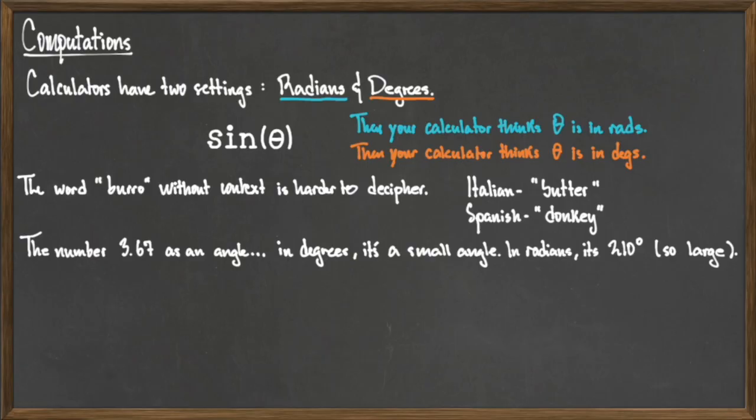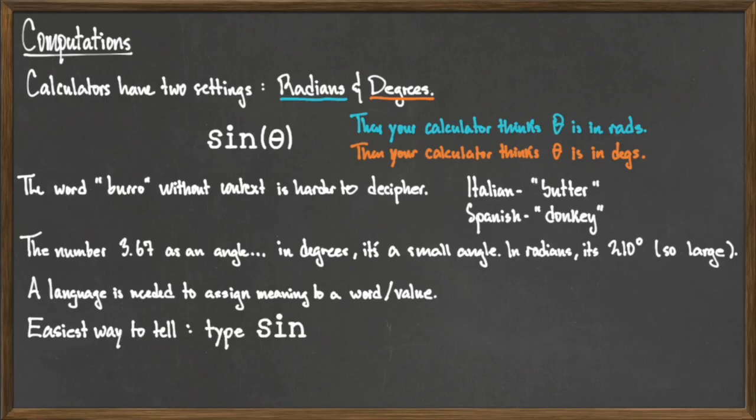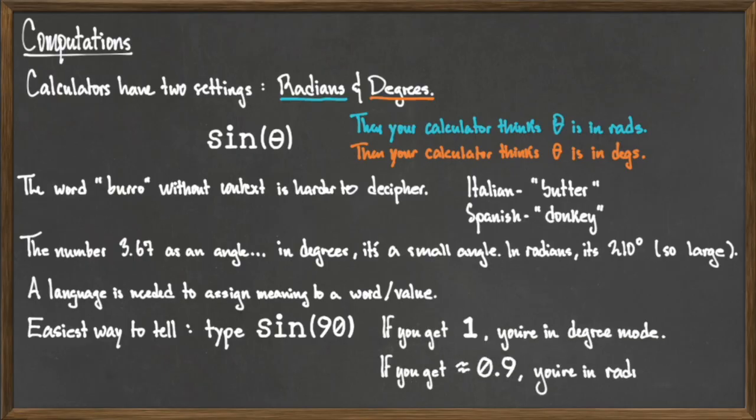Now, all calculators are different, and it might be a little bit hard to tell if it's understanding radians or degrees. So if you can't tell, there's an easy way to test. Type in the value sine of 90. If you output the number 1, then you know that your calculator is in degrees. But if you output the number 0.9, you know your calculator is in radians.